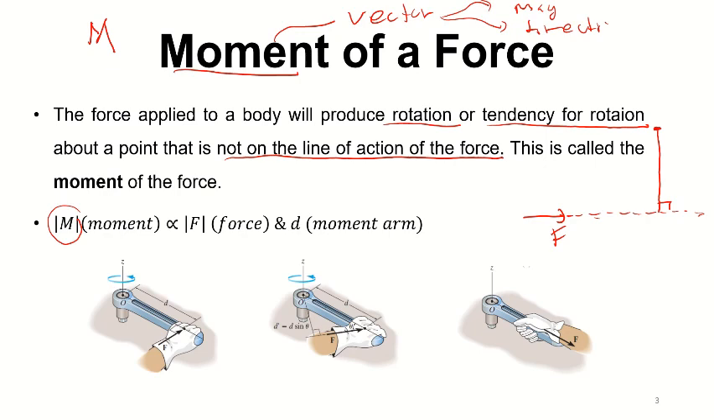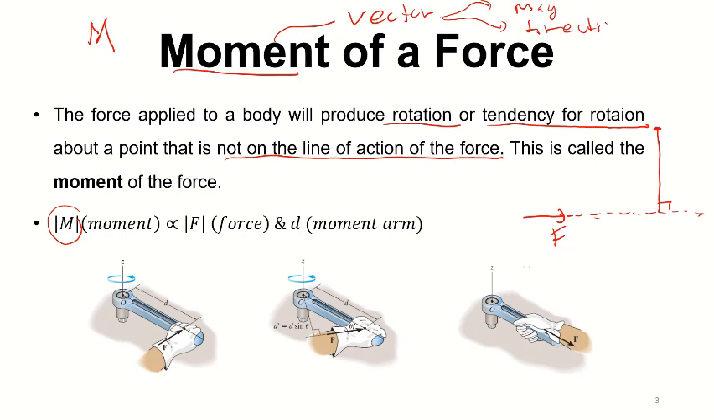So we can say M is proportional to the magnitude of the force and to the perpendicular distance, which we also call the moment arm, right? Any moment is proportional to the magnitude of the force and to the perpendicular distance to the line of action of the force, right? So for example, consider a wrench used to unscrew a bolt. You can see this in the figure, right?